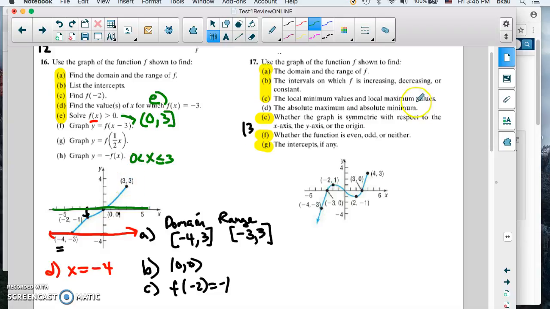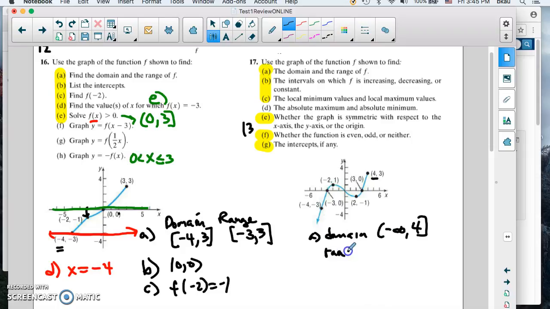All right, 17, asking similar questions. Domain or range? Well, domain is x values. So it has the arrow going this way, which means the x values go on forever in this direction. So the domain on this one starts at negative infinity. It's going to travel left, left, left, left until it gets to this point right here. So it's going to end at 4. So the domain is negative infinity to 4.